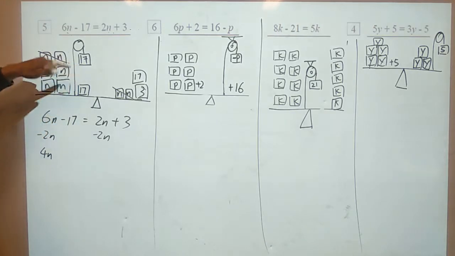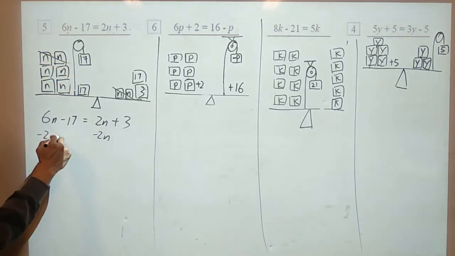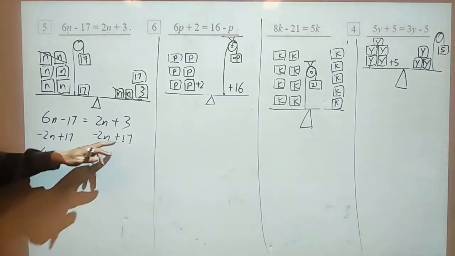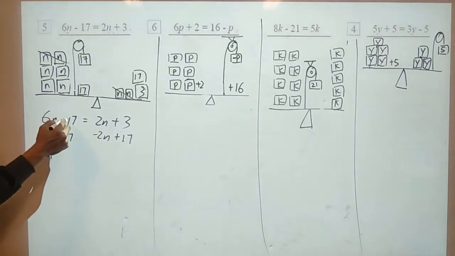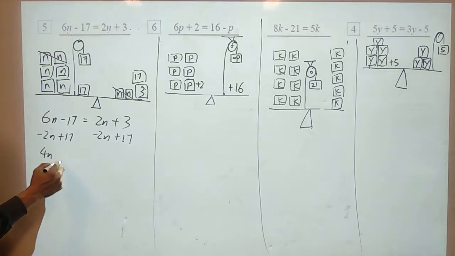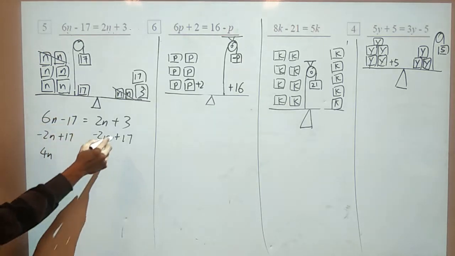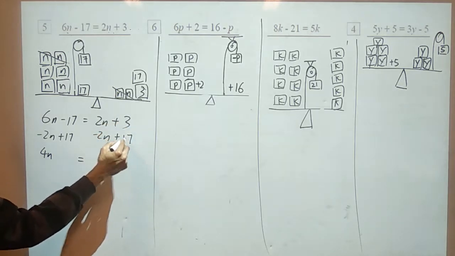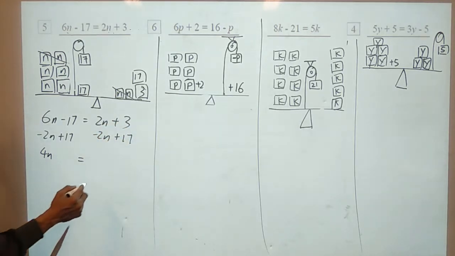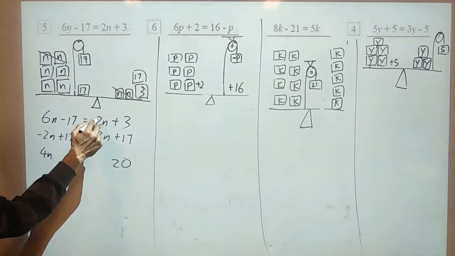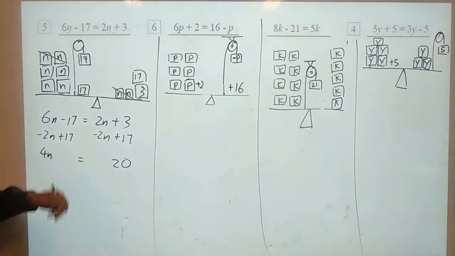But at the same time, we've also added a 17 here. So we add a 17 and we add a mass of 17 units here. Now, the combined effect of negative 17 and plus 17 is 0. That cancels out 17 on this side. And we are left with 3 and 17 added together. So 3 and 17 added together gives you 20. Now, bear in mind, 2n take away 2n gives you 0. So we're left with 4n equals 20.